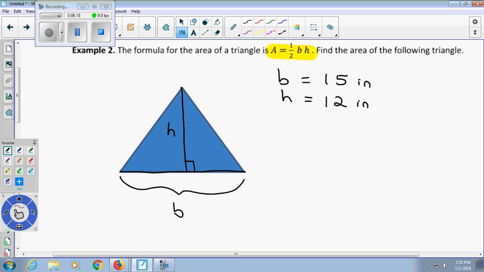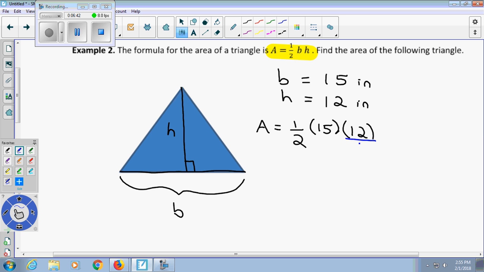So I'll substitute this in. Here we have two different variables, but the area, A, is equal to 1/2 the base, which is 15, and the height, which is 12. And easy enough, you could do this right in your calculator. You could call 1/2 0.5. I'll simplify it just a little bit differently.